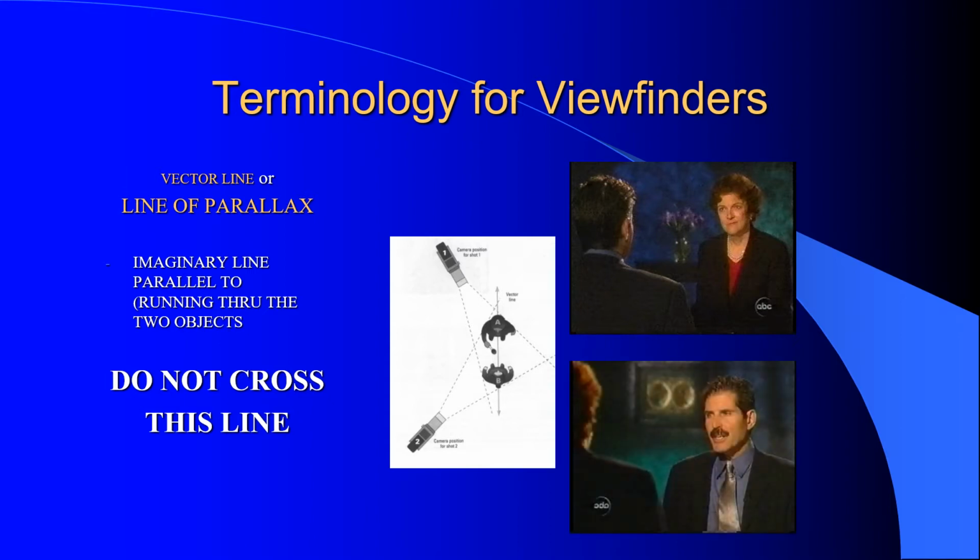If the person being interviewed is on the right side of the frame, and you go across the line of parallax and you show the interviewer, suddenly the interviewer is also on the right side of the frame. So it's important not to cross that line of parallax if you are doing what are known as reverse shots. Always stay on the same side of that line of parallax.